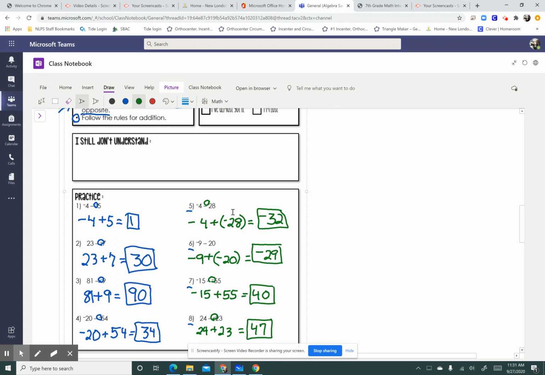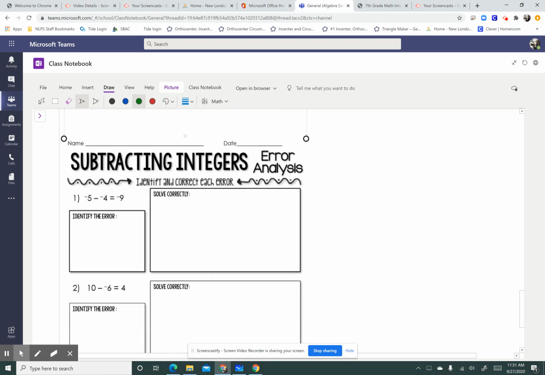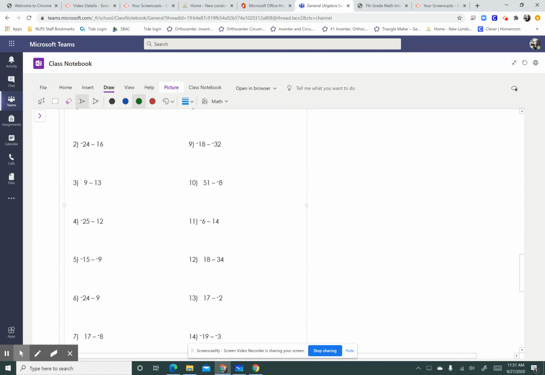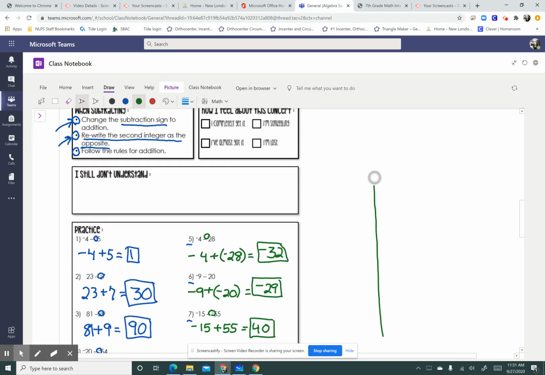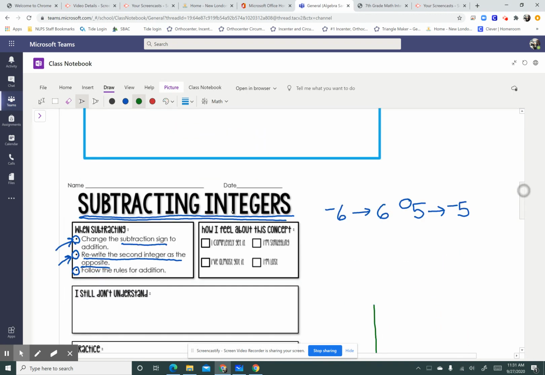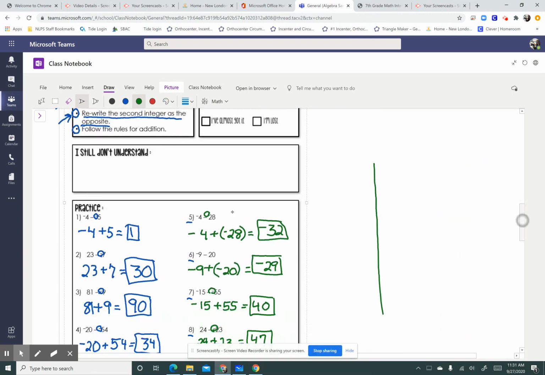Let's look at the next page. Oops. Let's get my page back. Sorry about that, students.